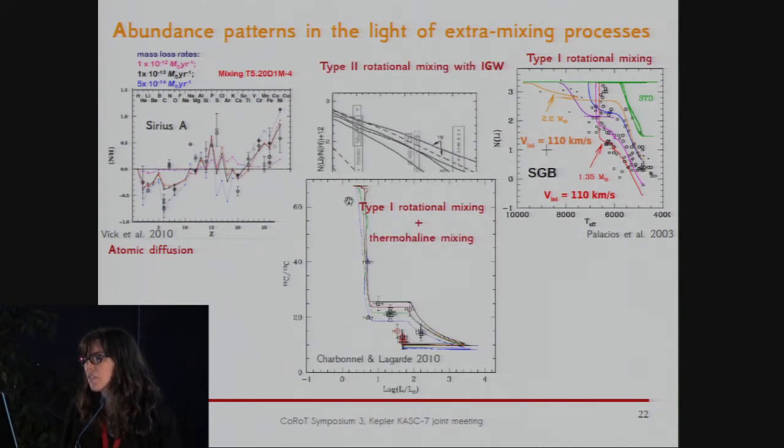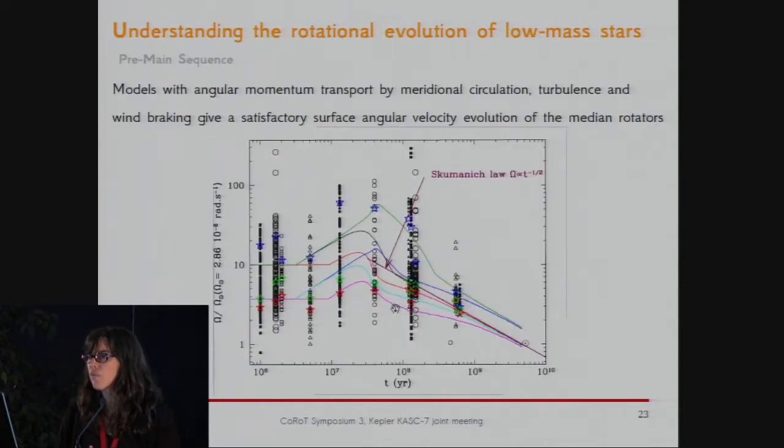And thermohaline mixing, this double diffusive mixing, also using very maximized prescriptions, allows to explain some abundance anomalies here in red giant stars. Here you have the luminosity, so this is the tip of the red giant, here the base, and you have here the carbon isotopic ratio that is otherwise not at all reproduced by standard stellar evolution models. If we go now to the rotational evolution, I will browse through rapidly.